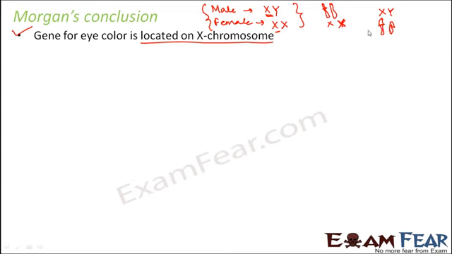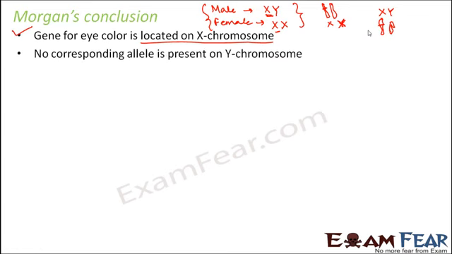So why did he say so, and what is going to happen if this is located on the X chromosome? We all know, right, genes are located on a chromosome, and as per Morgan, there was no corresponding allele present on the Y chromosome. Normally what happens in case of any pair of homologous chromosomes, if you have a particular gene on this chromosome, the homologous chromosome will also have the same gene, right? But this was an exception.